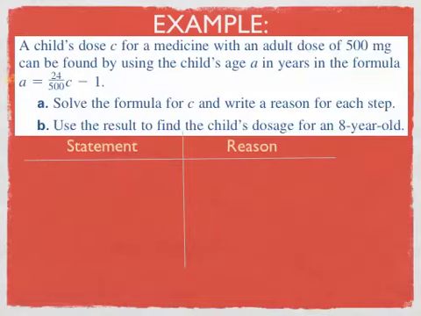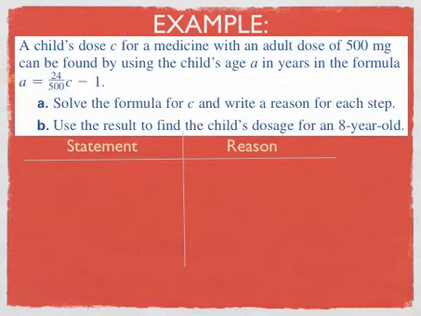The next example says a child's dose C for a medicine with an adult dose of 500 milligrams can be found by using the child's age A in years in the formula A equals 24 over 500 C minus 1. Part A asks us to solve the formula for C and write a reason for each step, and part B asks us to use the result to find the child's dosage for an 8-year-old.